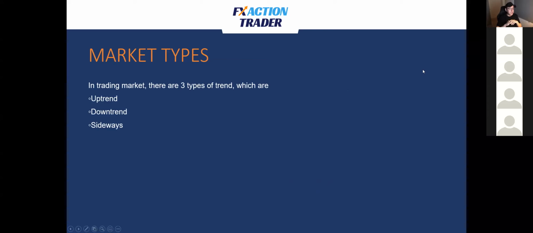There are three types of market, which are uptrend, downtrend, and sideways. I have repeated this many times. We only trade when the market shows us a very clear trend, a very clean structure, a very clean trend. That is the time we enter a trade. If you are not sure about the market's current trend, just don't trade. Look for another pair. Don't trade just for the sake of trading.